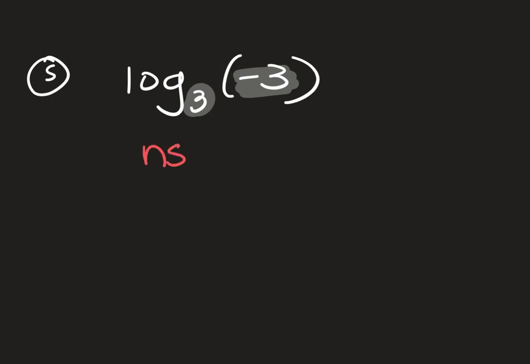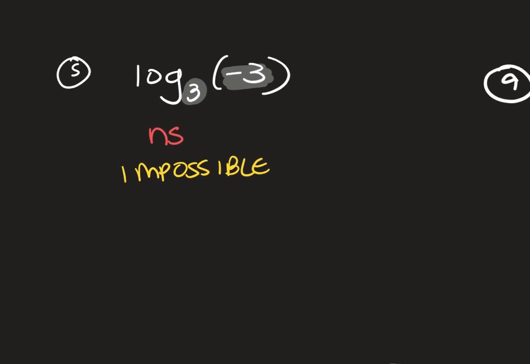And on the homework, it says the word impossible. So if it was a negative number there, because the base is never going to be negative, but if the base is positive, you can't raise it to a power to make it negative, or it can't be 0 either.